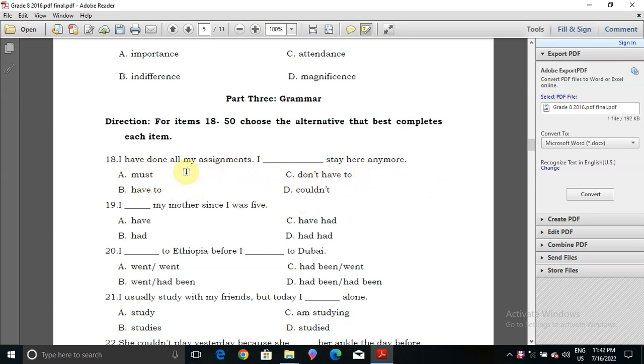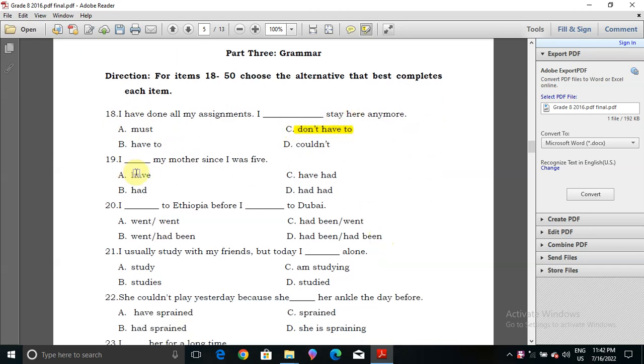Now he said that something he's already done, and he doesn't have to stay here anymore. So that means the correct answer for question number 18 will be "I don't have to stay here anymore." Now question number 19: "I dash my mother since I was 5." I have, or had, or have had, or had had? The correct answer will be "I have had."